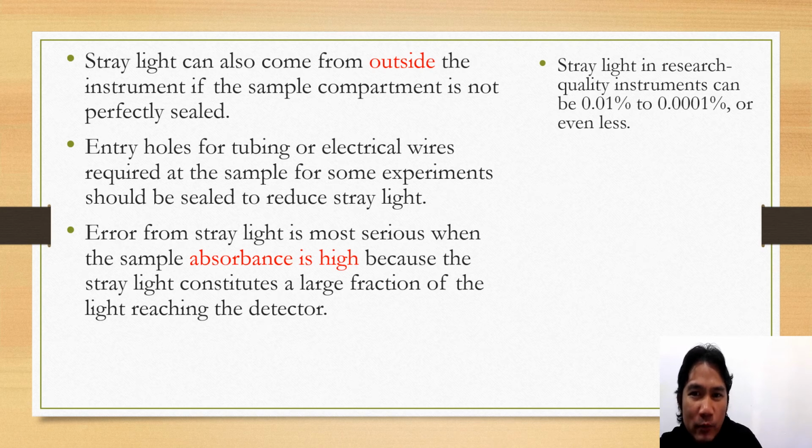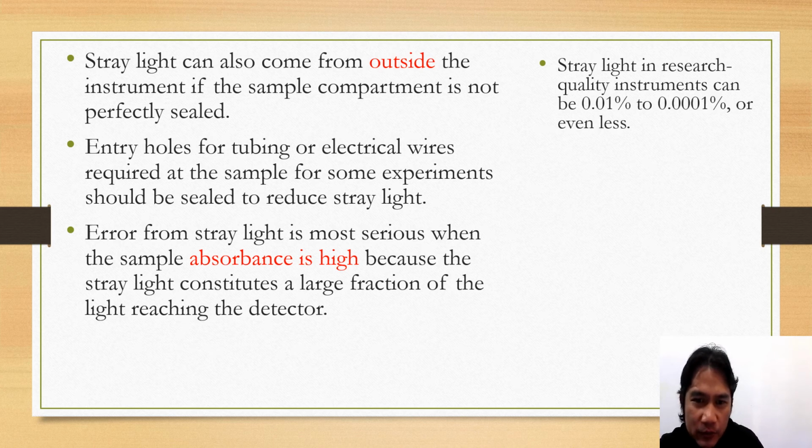Stray light can also come from outside the instrument if the sample compartment is not perfectly sealed. That's why after putting the sample into the cell holder, we make sure that the cover is properly in place. And in some cases, we switch off the light. Entry holes for tubing or electrical wires required at the sample for some experiment should be sealed to reduce stray light.